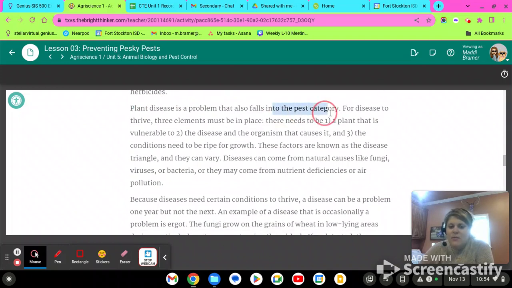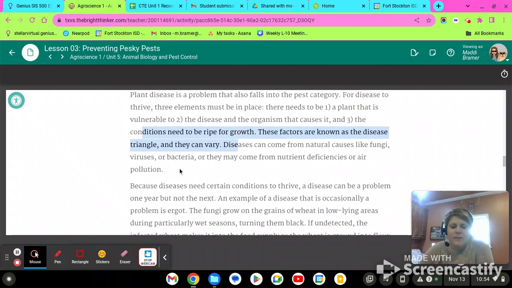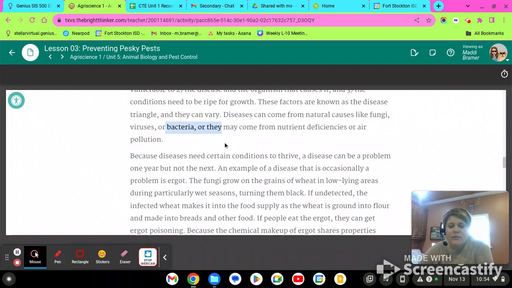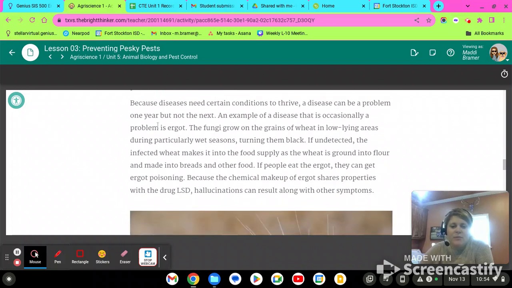Plant disease is a problem that also falls under the pest category. For disease to thrive, there needs to be a plant that is vulnerable, the disease and the organism that causes it, and the conditions need to be right for growth. It's a disease triangle. They can come from natural causes like fungi, viruses, or bacteria, or from nutrient deficiencies or air pollution. Because they need certain conditions to thrive, disease can be a problem one year but not the next. So the conditions kind of have to be right.